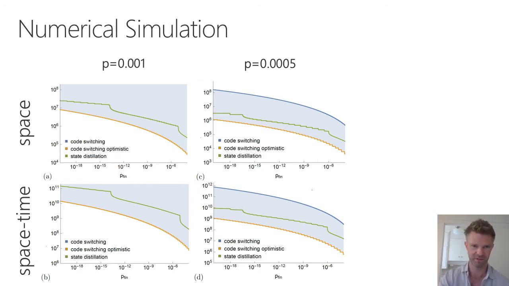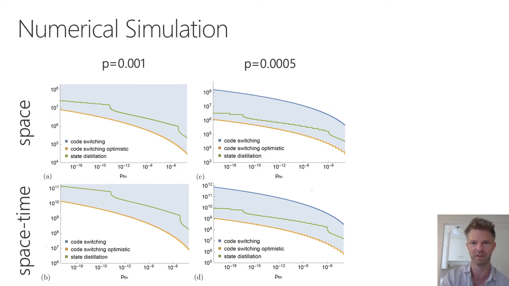In the first pair of panels here, you don't actually see a blue line because this value of P is above the threshold that we observed for code switching. So there in principle is an infinite number of resources required for code switching. The yellow curve is our bound whenever we include all of the optimal improvements for all different steps of code switching.